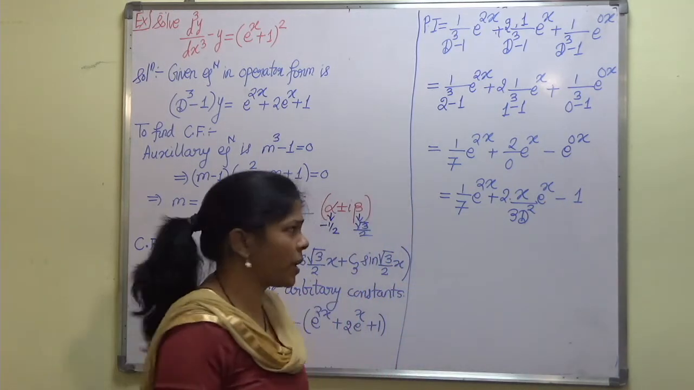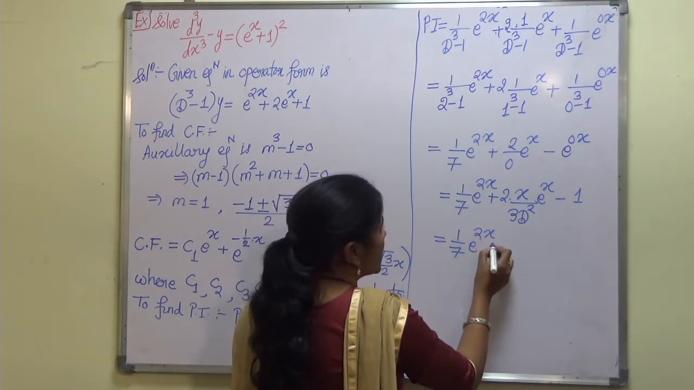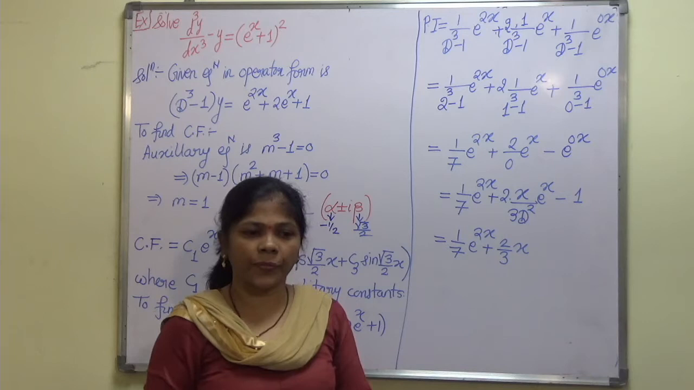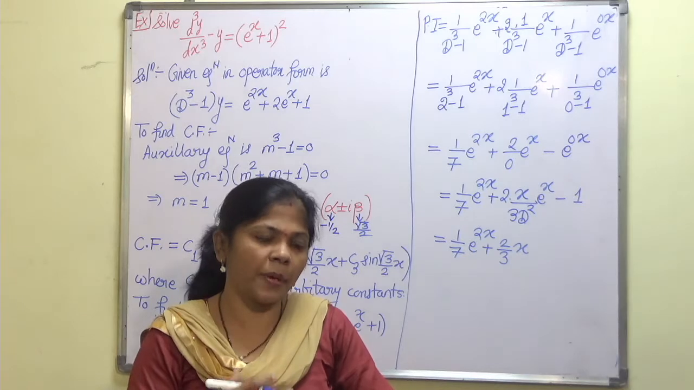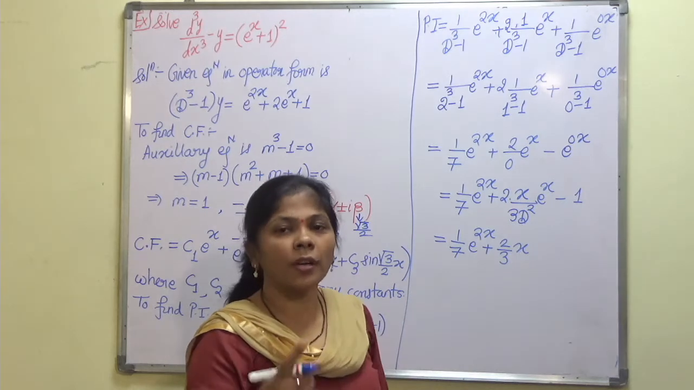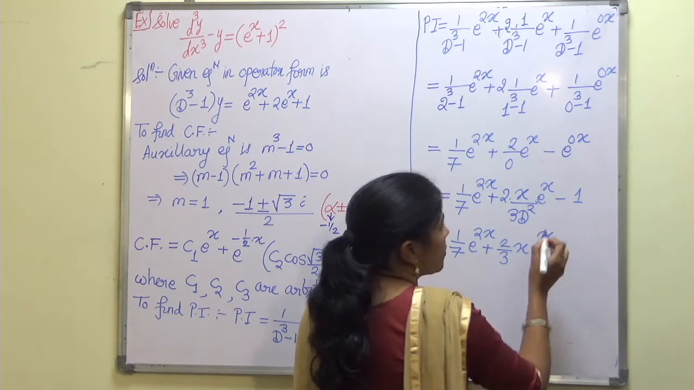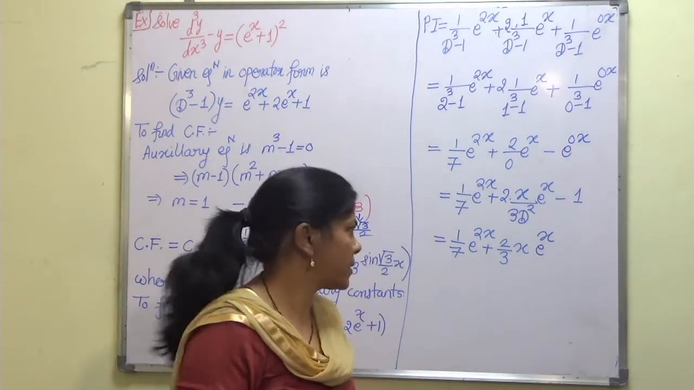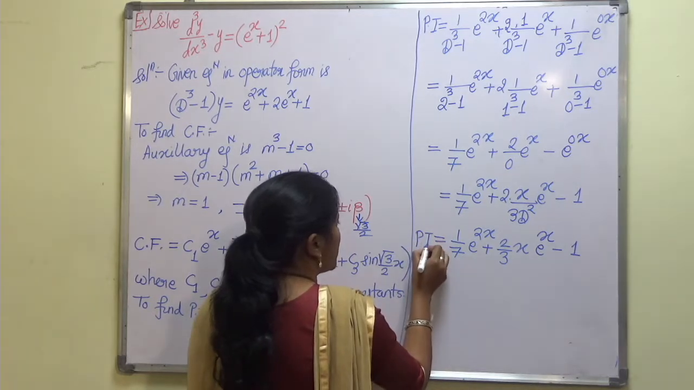So this is equal to 1 by 7 e raised to power 2x, then plus 2 by 3 x operate 1 by d square. So here either you can replace d by 1, or as 1 by d square is there, you can double integrate this e raised to power x. So what does it come out to be? Double integration of e raised to x twice with respect to x will be e raised to x. So it is just e raised to x minus 1. So this is the particular integral.